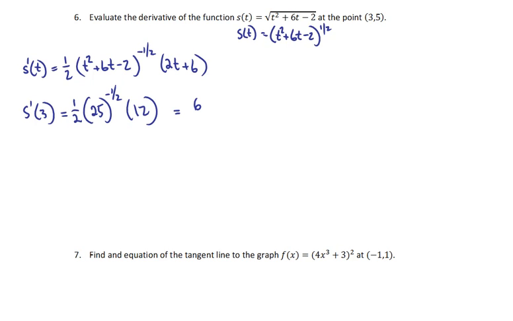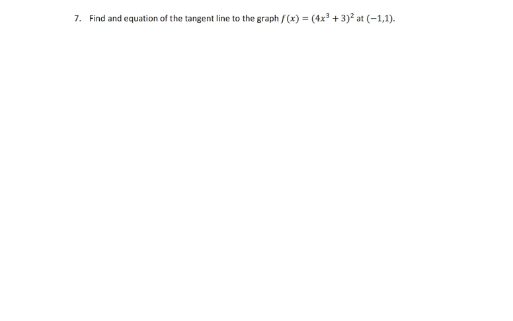We'll scroll down for number 7, and here we're looking to find the equation of the tangent line of f of x equals (4x cubed plus 3) quantity squared at (negative 1, 1). So first, there's no rewriting here. First we'll find the derivative of f of x, which is f prime of x. And we'll start by bringing down the 2, reducing the exponent to 1, leaving the inside alone, then times the derivative of the inside, which would be 12x squared.